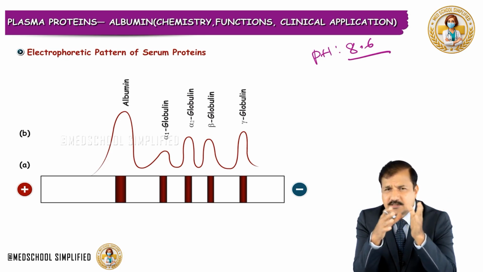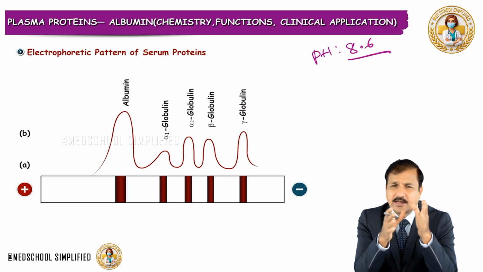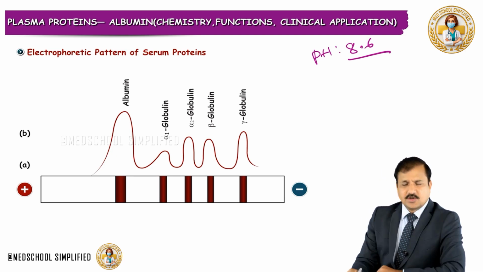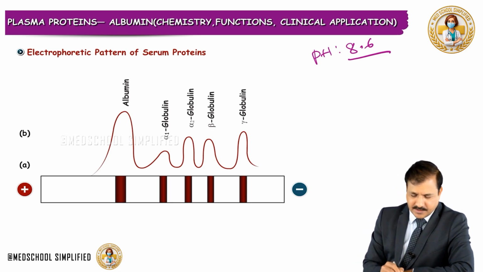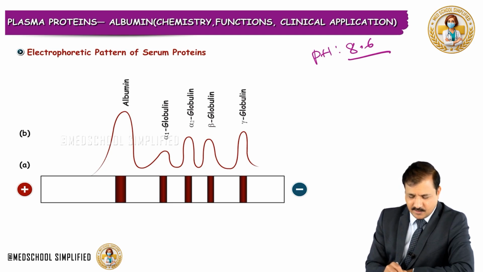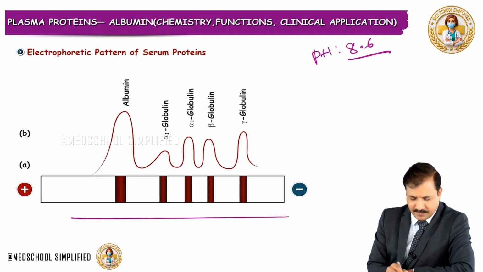So all anions will move towards the anode and all cations will be nearer to the cathode, and this separation is dependent not only on the overall charge but also on the size of the molecule. So when serum electrophoresis is done, as shown in the figure here, albumin, having the highest negative charge and a smaller size, will move all the way towards the anode.